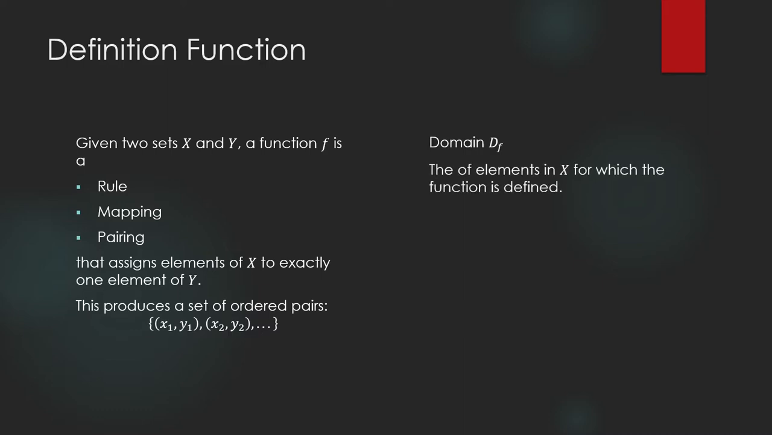We have the domain. Okay, so that is our notation, d sub f. So these are the elements in x for which the function is defined. We have the range of your function. That is our symbol. And then the range of the function is the set of elements in y that is paired with the elements in the domain of your function.